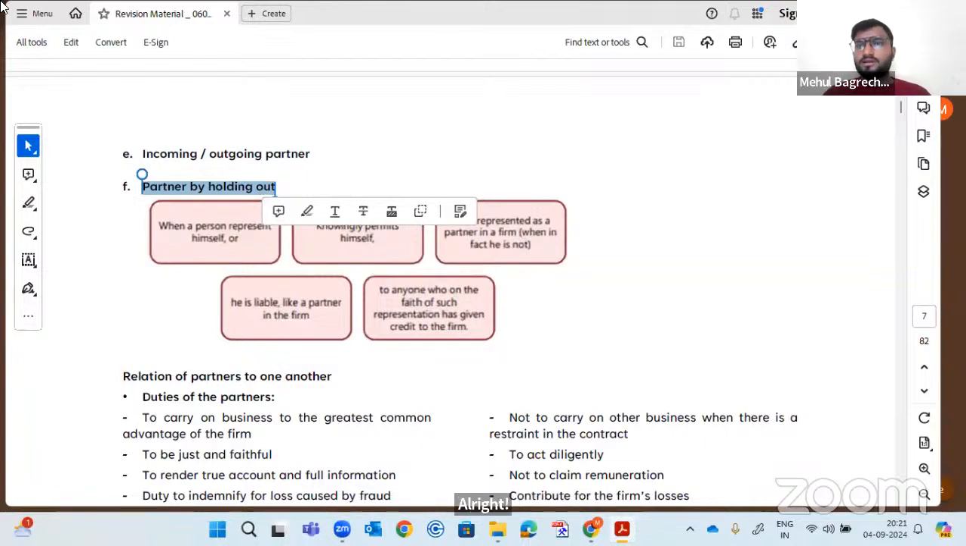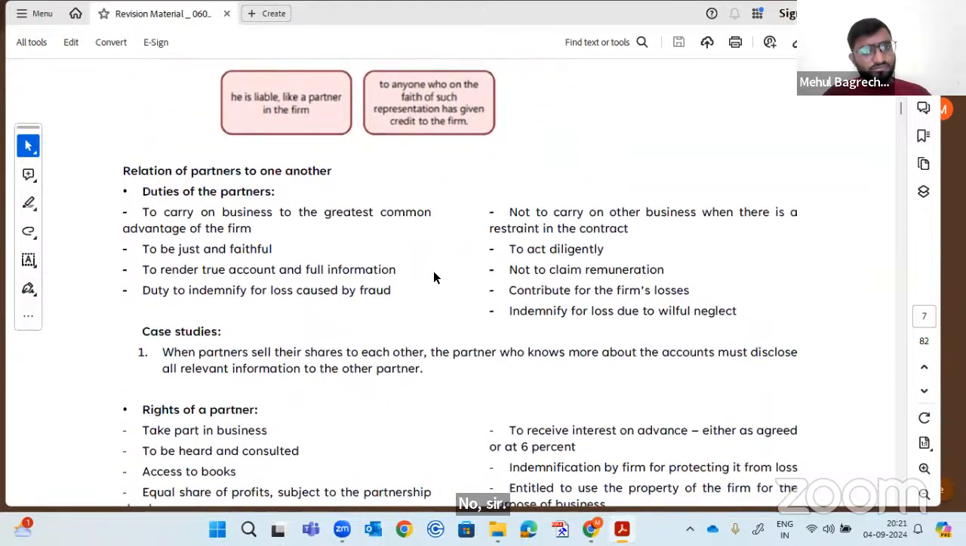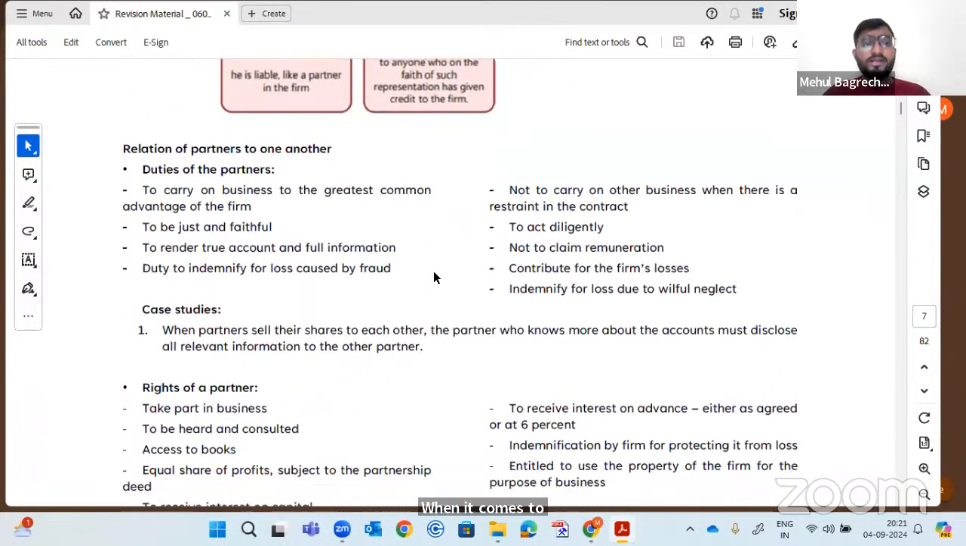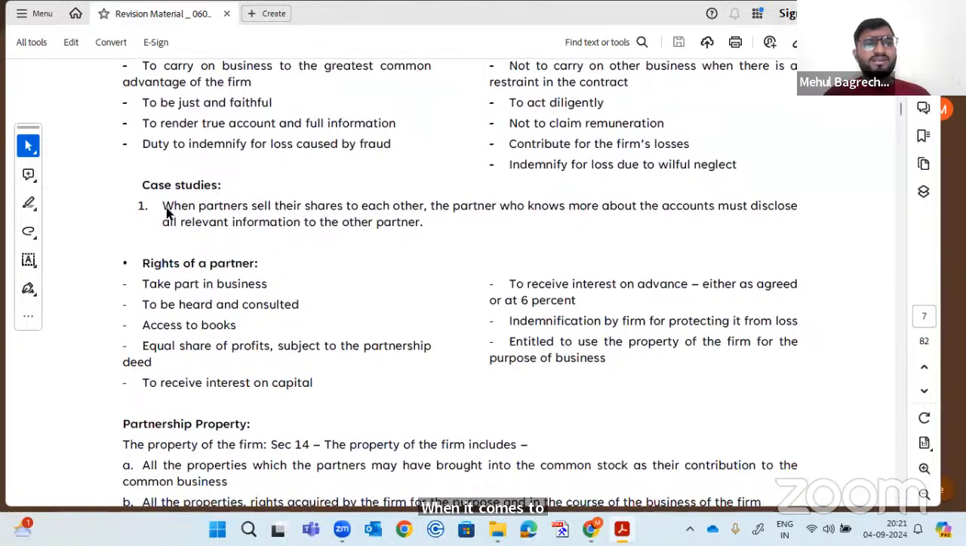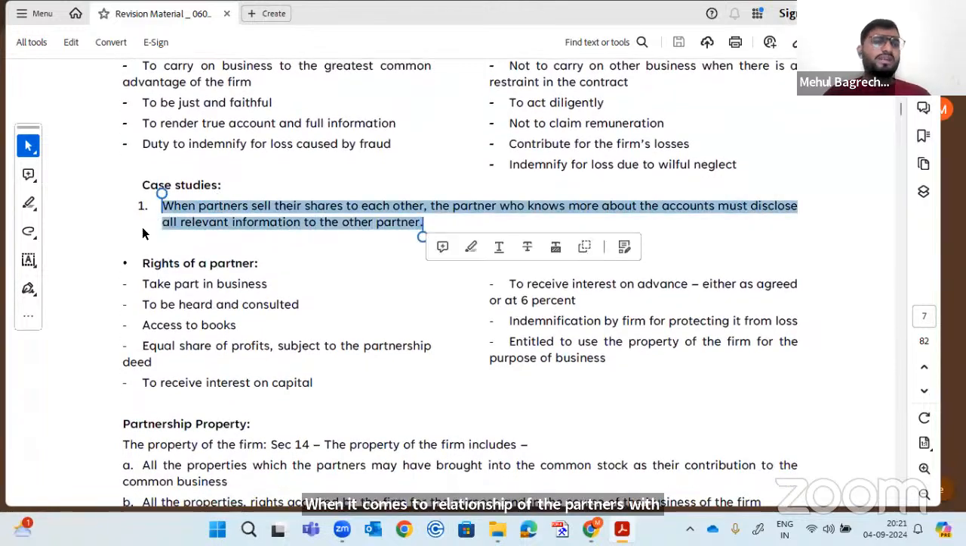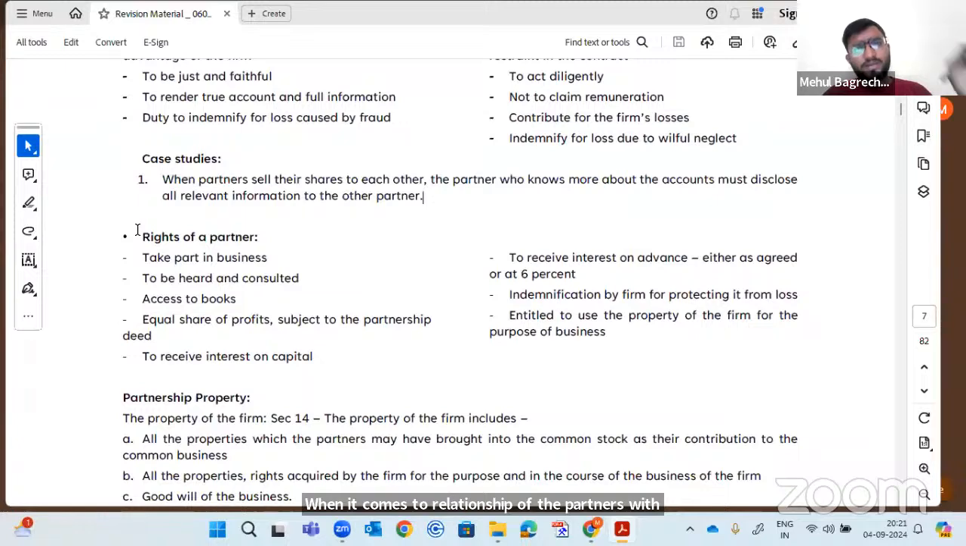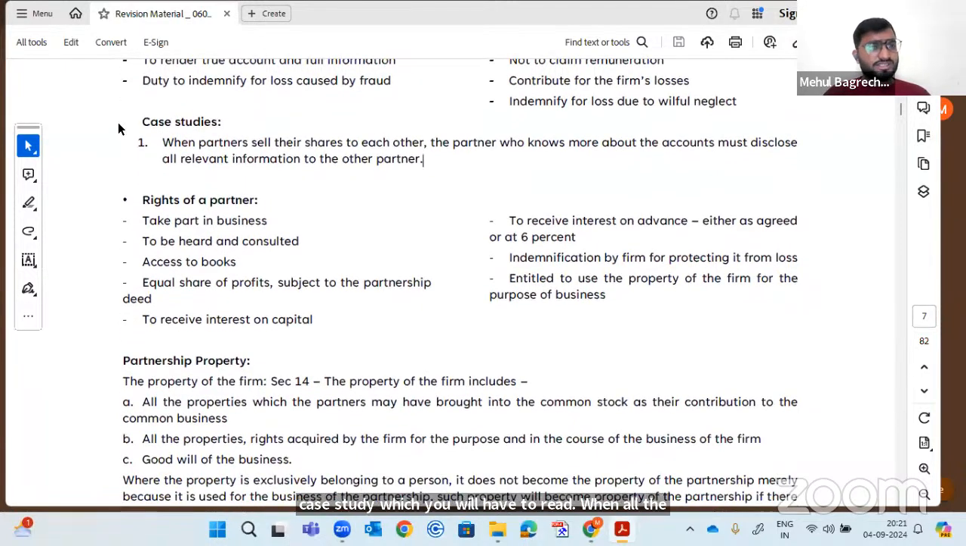Brilliant. Let's go ahead. When it comes to relationship of the partners with others, duties are important. There is one very interesting case study which you will have to read. When all the partners sell their shares, the partners who know more about the accounts must disclose all the relevant information. There's a case study in your study material. Please read that.